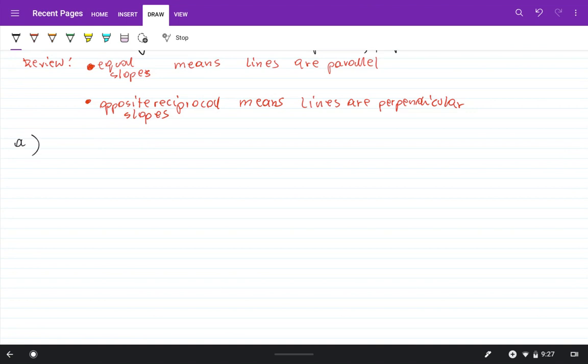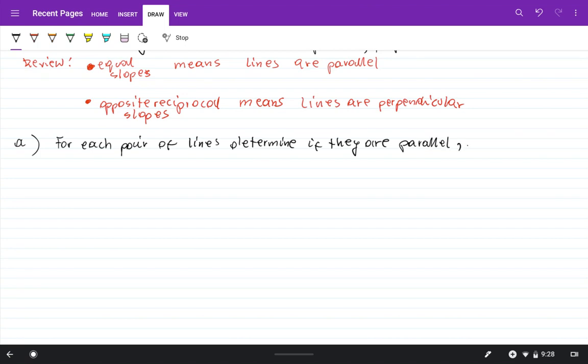For each pair of lines, we need to determine if they are, again, parallel, perpendicular, or neither.